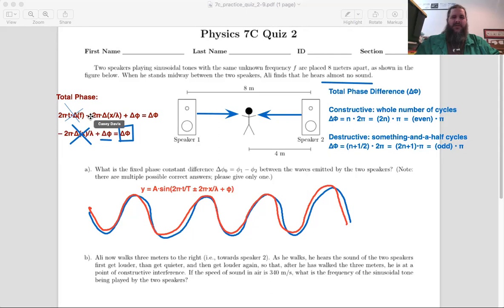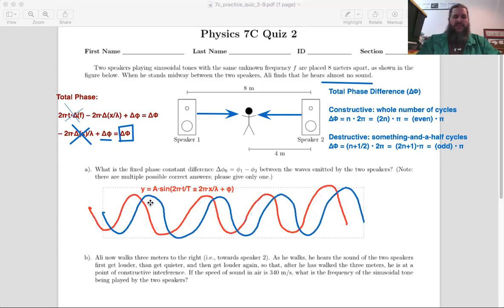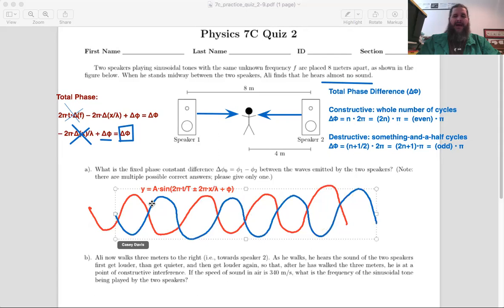If that difference in total phase is 0, that means there's no difference in the type of point. They're both crests or both troughs or whatever. So you're at constructive interference. If the difference is pi, that means one of the waves is half a cycle ahead of the other, so it matches up with the next trough. So that would be something like this, if they're offset by pi, half a cycle. And that leads to destructive interference.